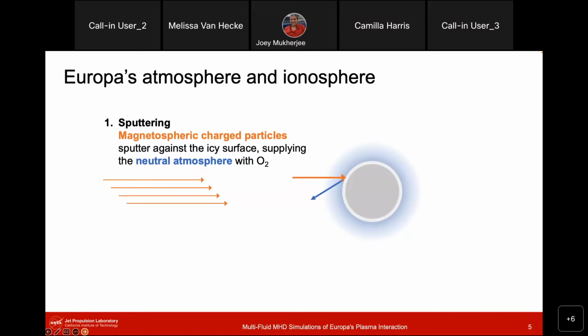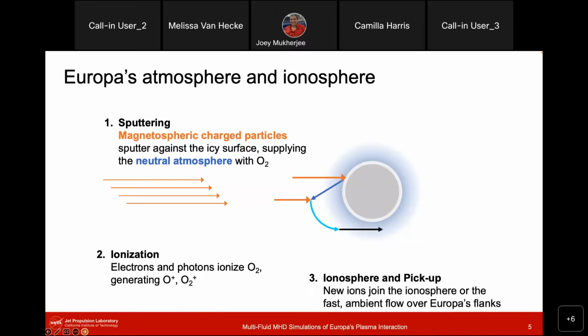So this process produces molecular oxygen, which populates the atmosphere. That molecular oxygen can then be ionized through photoionization or electron ionization with electrons from the magnetosphere, and this produces a cold population of O+ and O2+. Those cold ions either stick around and join Europa's ionosphere, or they can be pushed downstream in the ambient flow over Europa's flanks and join the plasma wake.